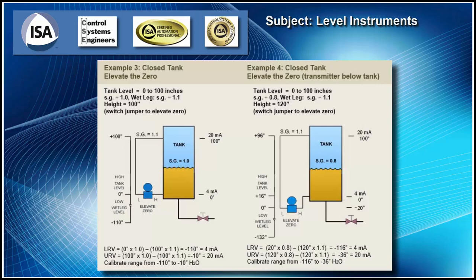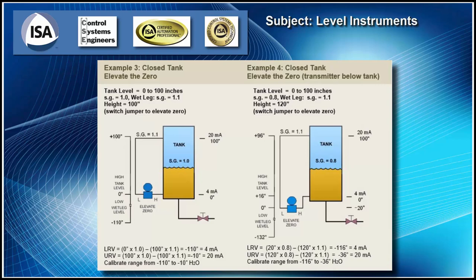Okay, remember we said our span is our upper range value minus our lower range value. So that'll be minus 36 minus a minus 116, which becomes minus 36 plus 116, which equals 80 inches. And you say, wait a minute, this is supposed to be 100 inches. We're trying to measure 100 inches in this tank. Well, we are measuring 100 inches in the control room when we use the engineering values. When we scale this in engineering values on the display and the computer, we get 100 inches. But the transmitter only sees 80 inches.